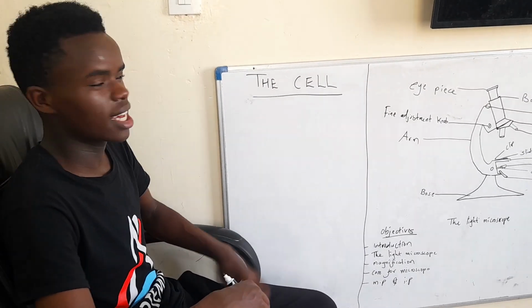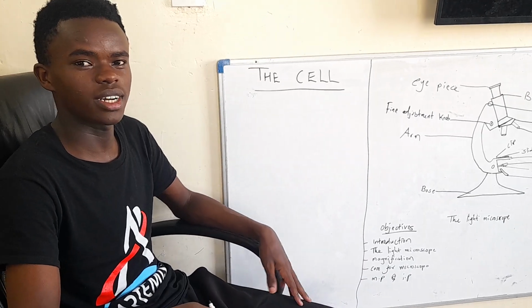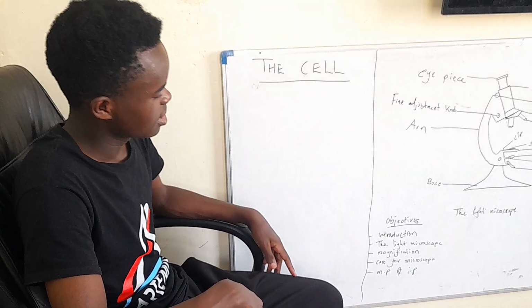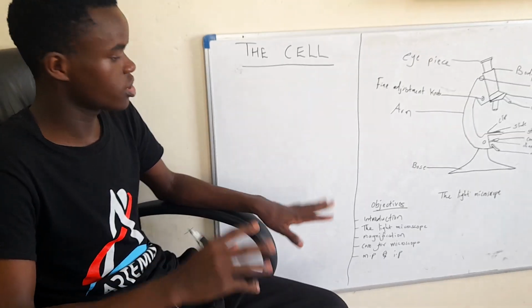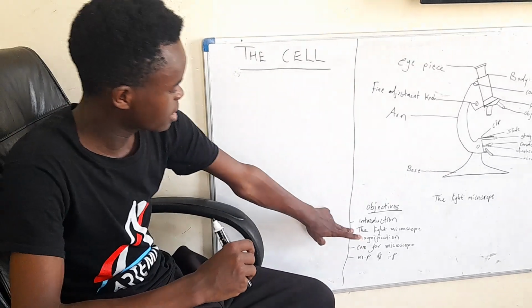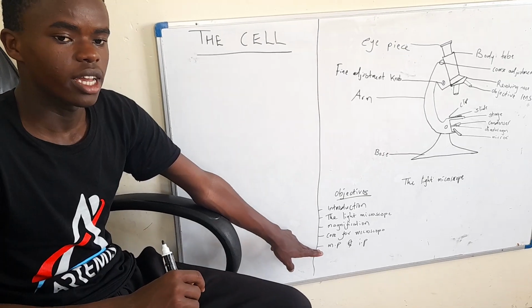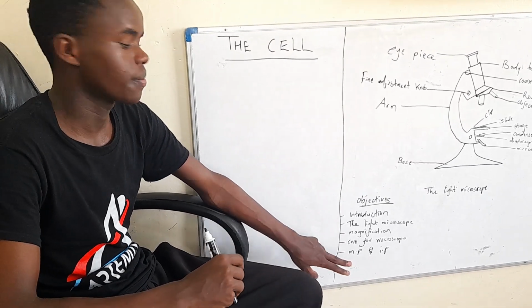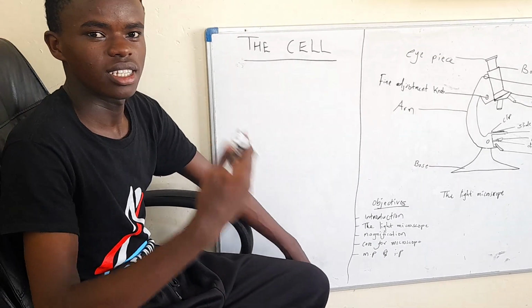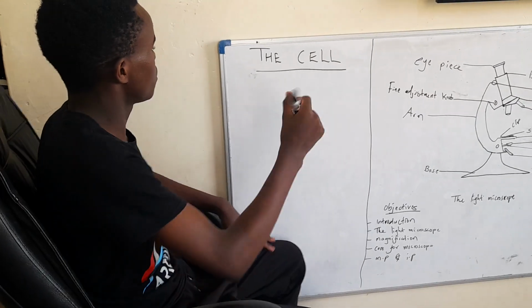Today we are going to cover the third topic of biology from 1, that is the cell. So we are going to cover the introduction to the cell, the light microscope, magnification, care for microscope, and also magnification power and resolution power. So let's get started. What is the cell?